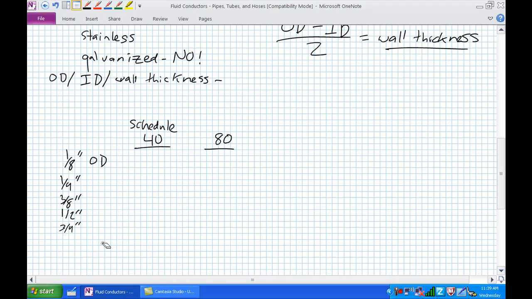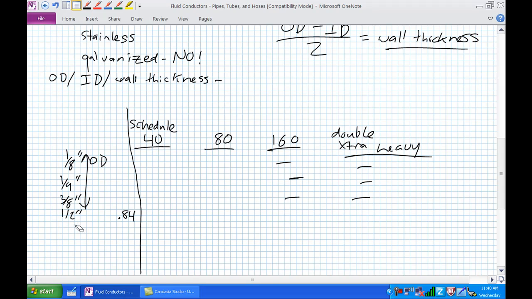Schedule 40 is the thinnest one. Schedule 80 is the thickest one. And there's also 160, and then double extra heavy. Okay, so there is no 160 or double extra heavy for 1/8 to 3/8. But basically, let's just start off with a 1/2 inch here. So a 1/2 inch schedule 40 pipe. What's the pipe OD? 0.84. Yeah, 0.84 is my outer diameter. Yeah, I know. It's not really a 1/2 inch. What's the inside diameter for schedule 40? 0.622.